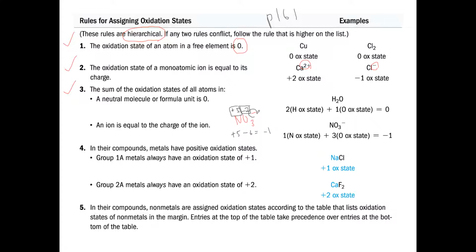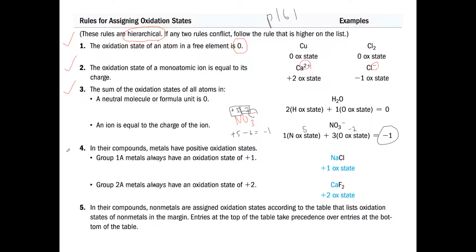So nitrogen's +5 and oxygen's -2. You see what I did here. The oxidation state of nitrogen is 5, and the oxidation state of oxygen is -2. So 5 times 1 plus 3 times -2 is -1. That probably is going to take a little bit of practice. Well, it'll take a lot of practice.